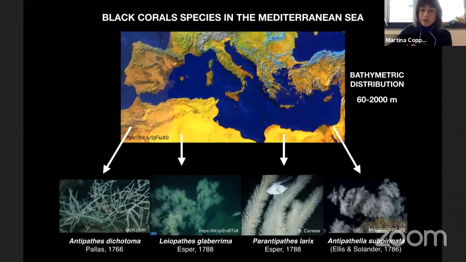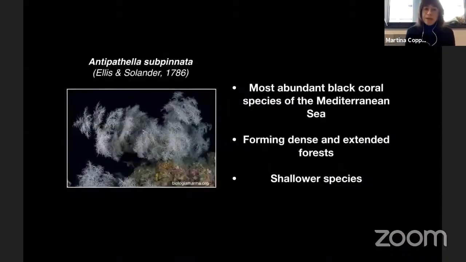The bathymetrical range of distribution of these species is between 60 and 2,000 meters depth. Antipatella subpinnata is the most abundant black coral species in the Mediterranean Sea. It's also the shallowest species, with a bathymetrical range between 60 and 200 meters depth. And this species is also able to form extended and dense forests.